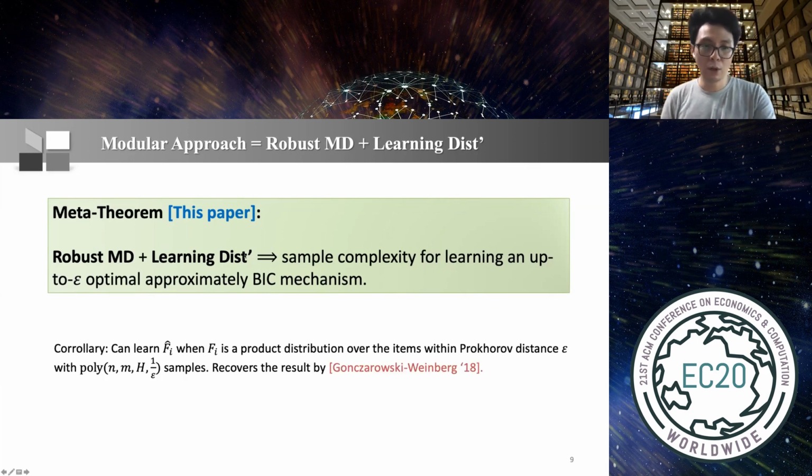An easy corollary of this meta theorem allows us to recover the results by Gonczarowski and Weinberg, because they consider the case where the value distribution is a product measure, and learning a product measure within Prokhorov distance epsilon is rather straightforward.